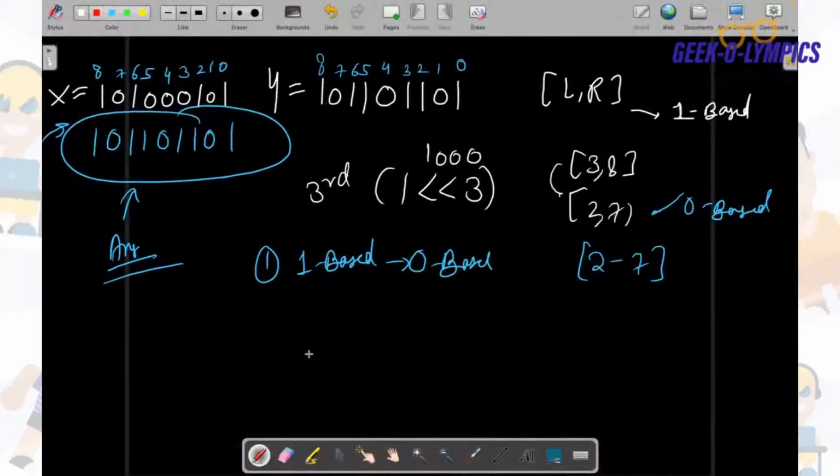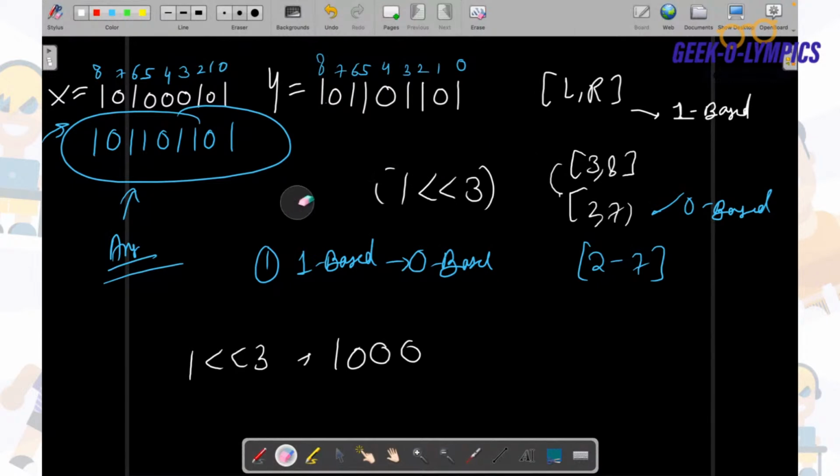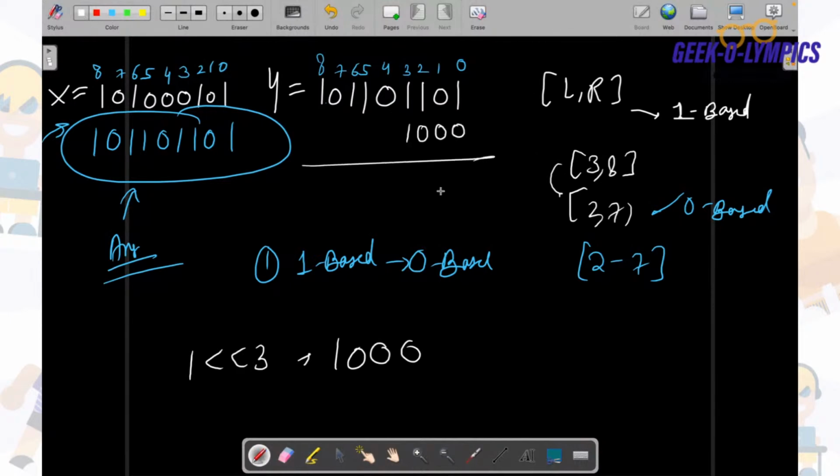Okay, the value of this expression, 1 left shift 3, will be 1 0 0 0. I hope that you know about left shift and right shift. And now we will AND this value, 1 0 0 0, with this y.